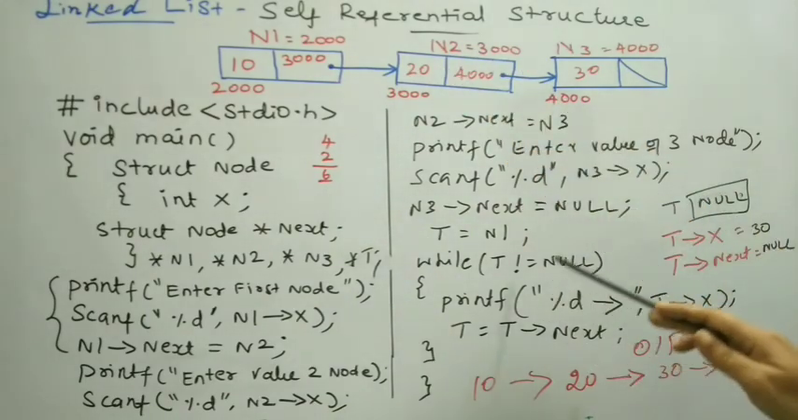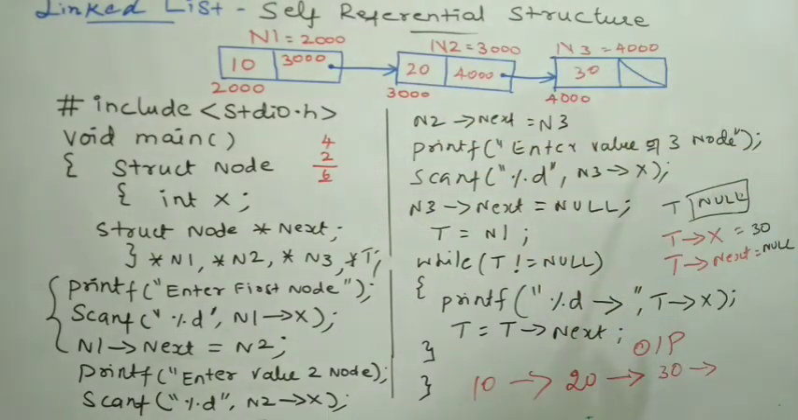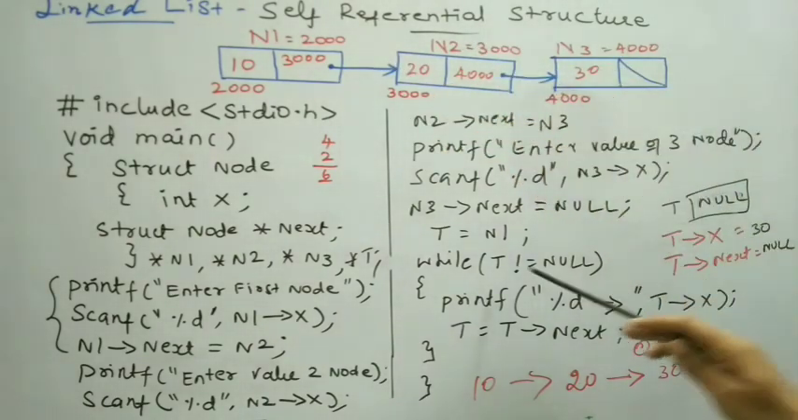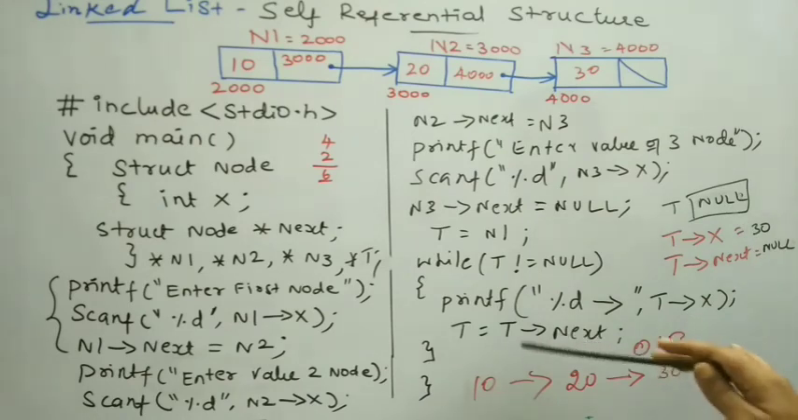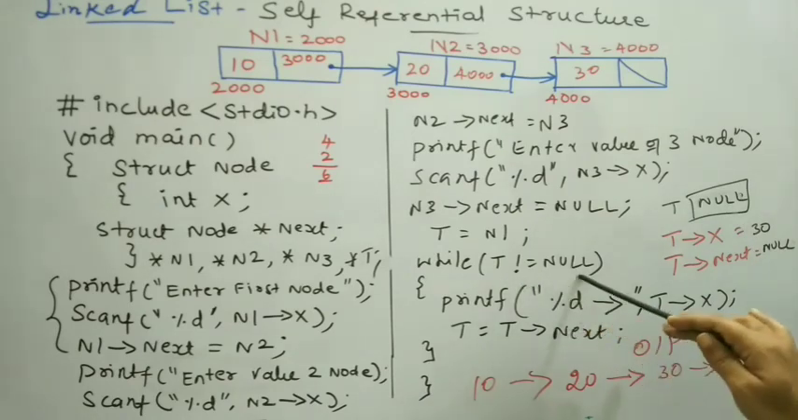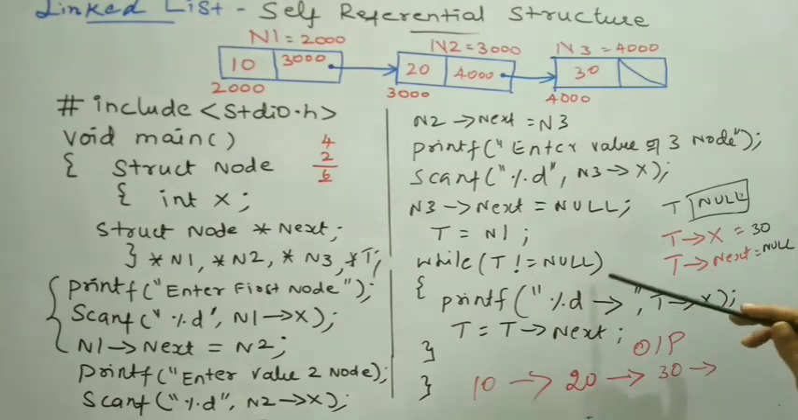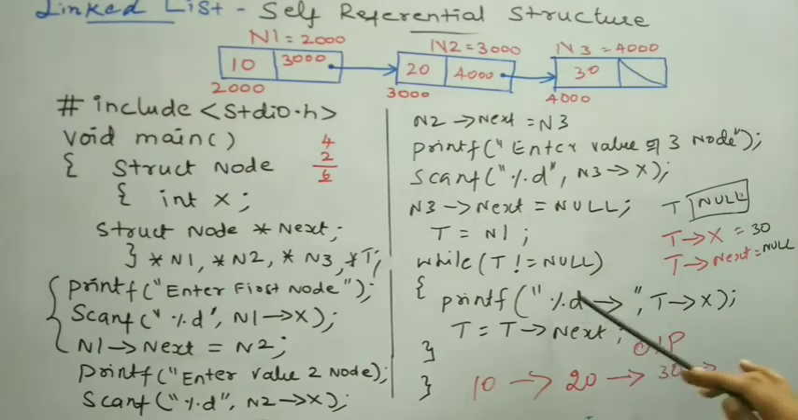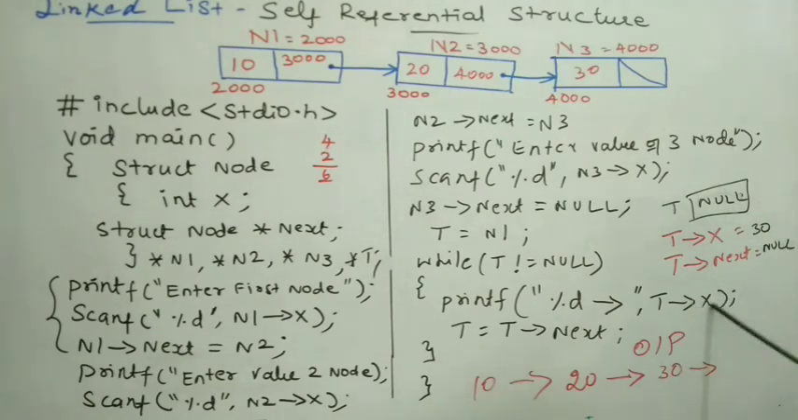Then I want to print the integer values stored in my linked list. Since I am printing more than one value, I am using a while loop. In the while loop, the condition is t is not equal to null. Until I have reached the last node, I am going to print the integer values stored in the nodes. Using this printf statement, I am printing the values of the integer data member of the node. The integer data member is x.